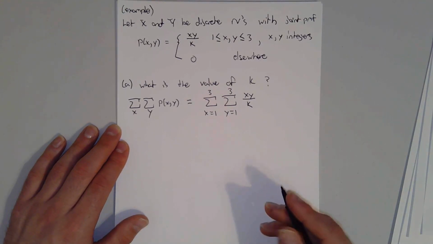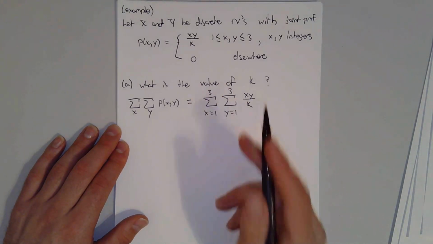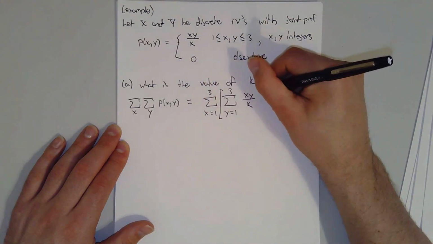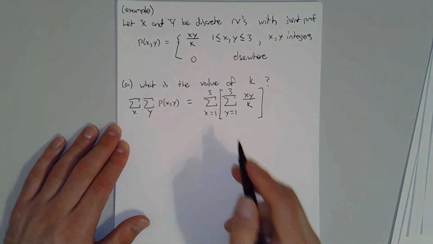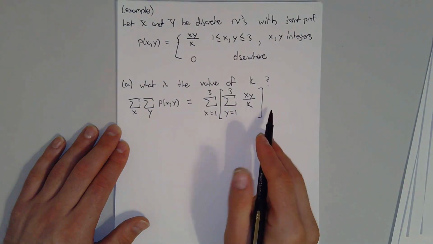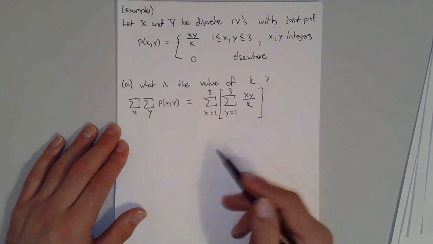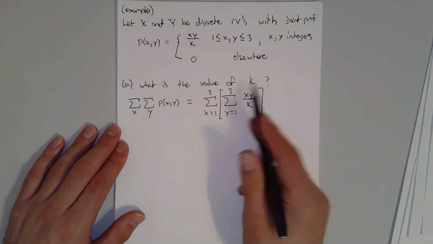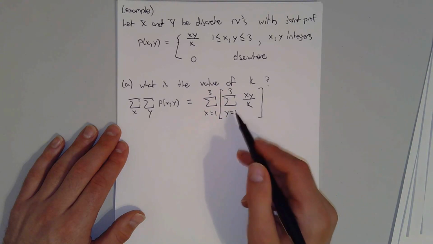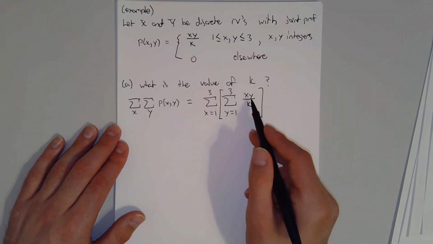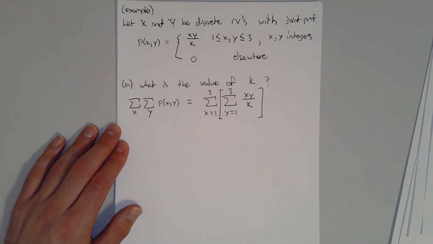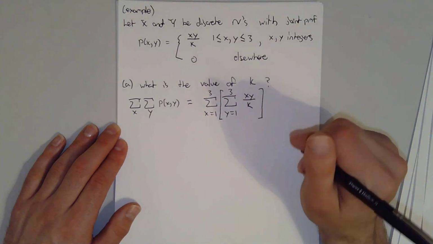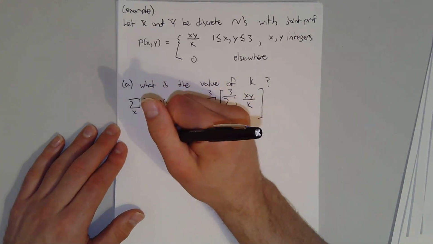When we're looking at double sums, it's a lot like with double integrals, in that you can handle these things one at a time. I like to put brackets around the inside sum to indicate that each value of x corresponds to a sum over y. If we can simplify this inner sum, we can then simplify the outer sum, and that makes computation easier. So what is this equal to?